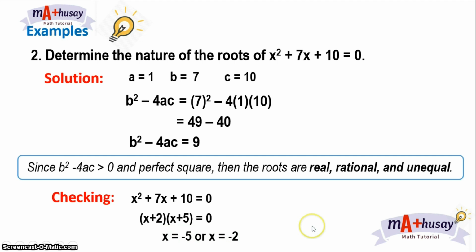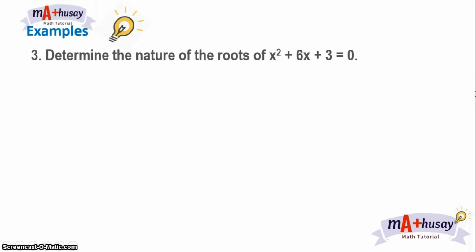So, if we have a discriminant greater than 0 and is a perfect square, then the nature of roots again are real, rational, and unequal. Let's take example number 3. Determine the nature of the roots of x squared plus 6x plus 3 equals 0.